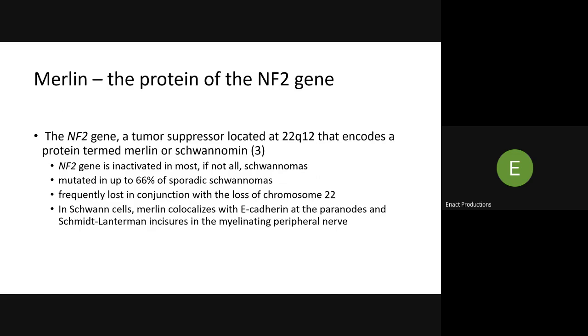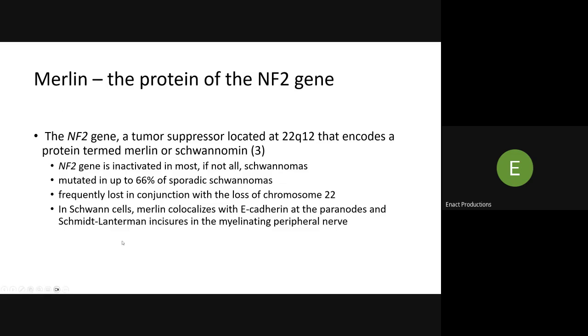So we talked about it's on that chromosome 22. So the NF2 gene is inactivated in most, if not all, schwannomas. So when you see a schwannoma, chances are the NF2 gene is not working, right? That's kind of the hallmark of a schwannoma. It's mutated in 66% of the sporadic schwannomas. So remember, sporadic are the ones that you get after birth. So often when you do have these schwannomas, they're 66% of the time mutated NF2 gene.